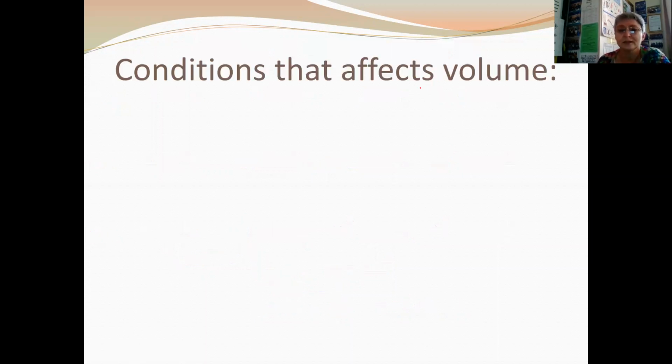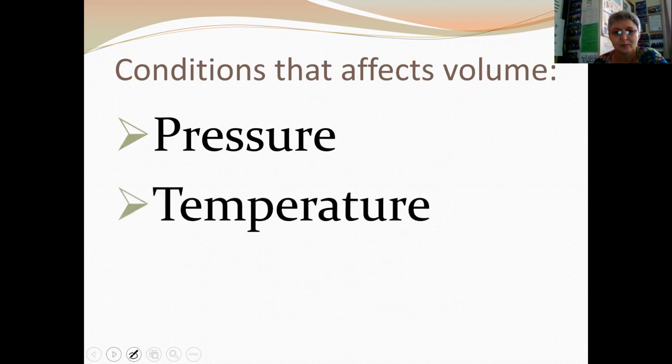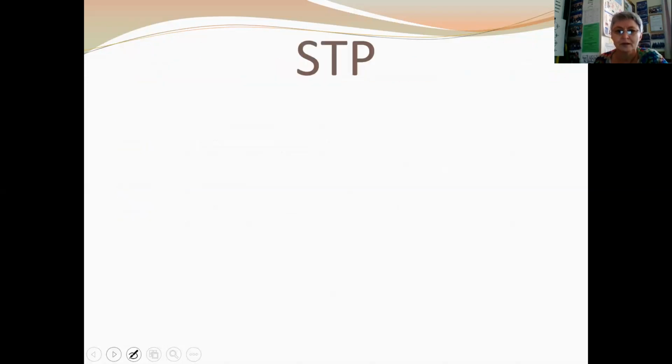So the conditions that affect the volumes of gases are the following: pressure, a fixed volume, and temperature. If you increase the pressure on a gas, the volume will go down. If you increase the temperature of the gas, the volume will go up. The hotter it is, the more it moves around, so it will expand.